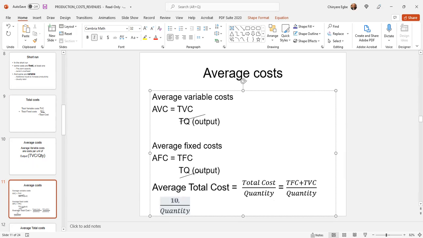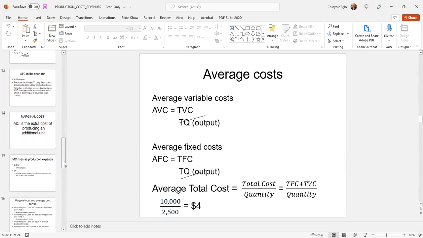Say 10,000 divided by quantity. Quantity is 2,500. And so what do we have? What we have is 4. So the average total cost will be 4. And you can do this for, say, average variable cost. If you know the total variable cost, you divide it by the quantity, then you have average variable cost.